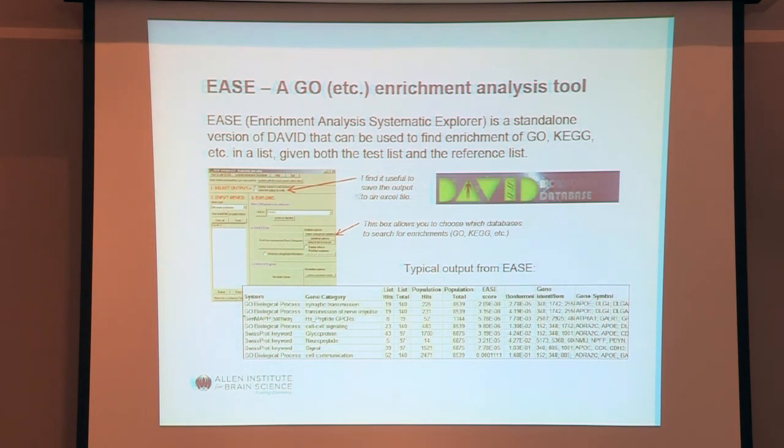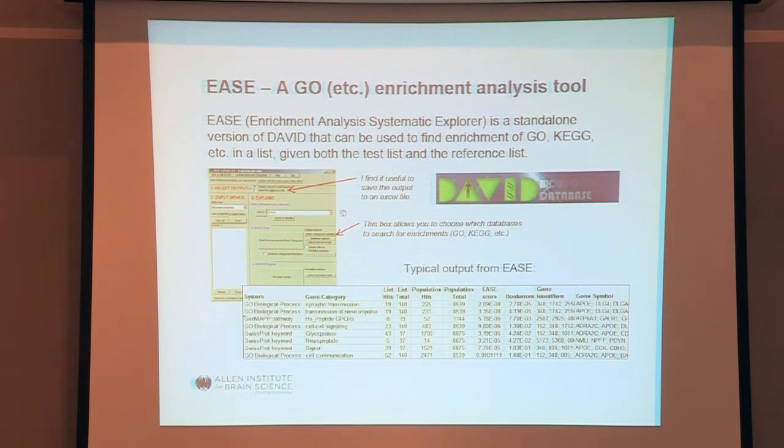I find that it's useful to save the output data to an Excel file, which would be up here. The default is to send it to a web browser, which has the advantage that you can click on the links and it'll tell you more about the gene ontology and the other pathways. But the disadvantage is that it's not saved on your computer anywhere.